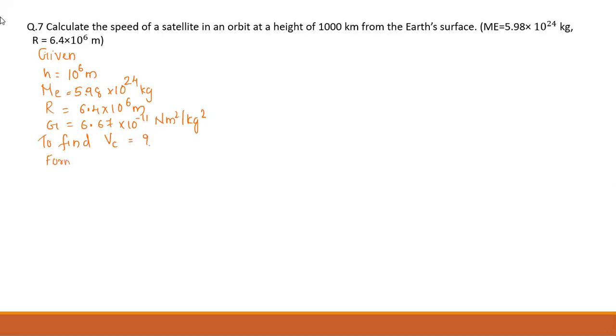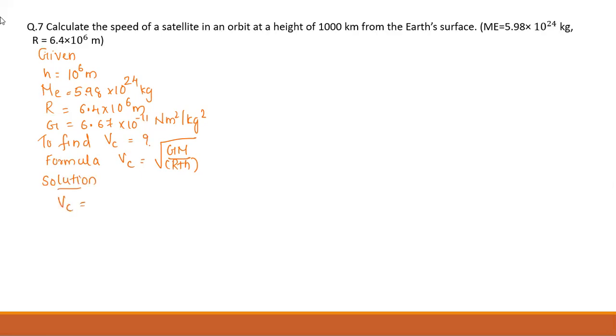We know that the formula for speed of the satellite is VC is equal to under root GM upon r. Here the satellite is at a height h from the surface of the earth, so the formula will become under root GM upon r plus h. On substituting the values, we will get the solution of this question.